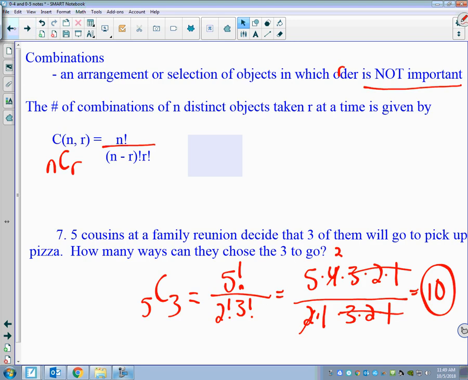Whenever you see problems that talk about there's 1,000 ways to order a sandwich here, that's doing a combination. All right, so in class we'll practice this and we'll use our calculators too.